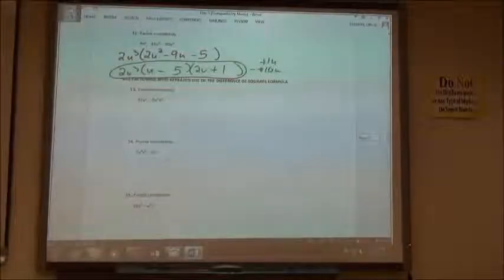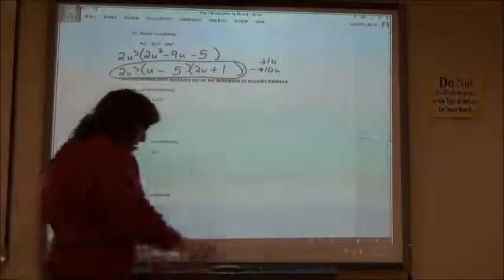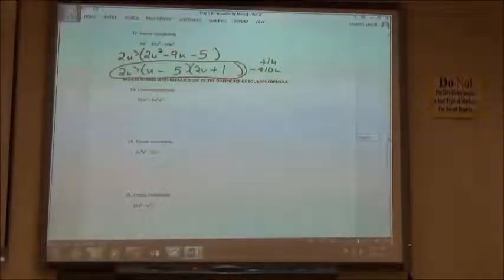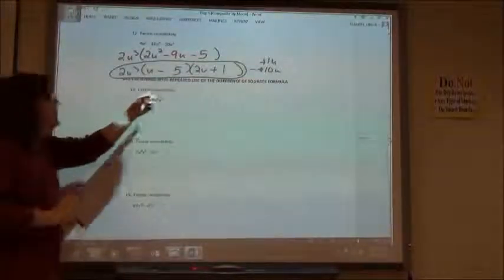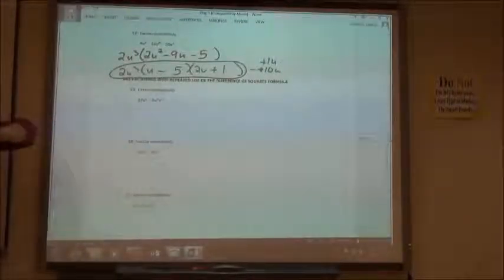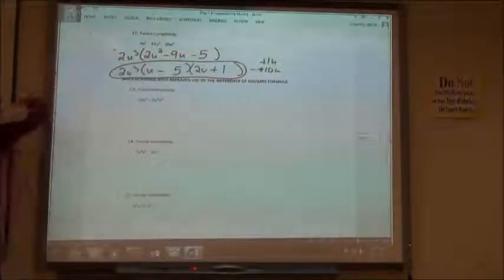The next one says factoring with the repeated use of the difference of squares formula. The difference of squares formula, that's the one we did earlier where we had one plus and one minus, and it factored out all nice with one of each. Repeated use means we're going to end up doing it more than once. But first of all, we're going to start like we did with these ones up here.